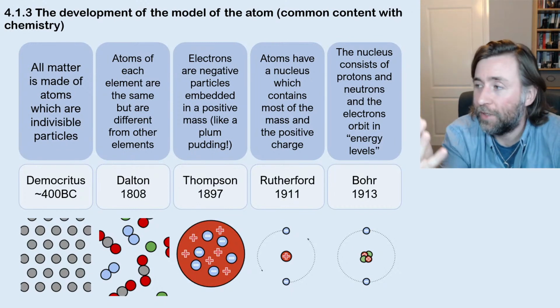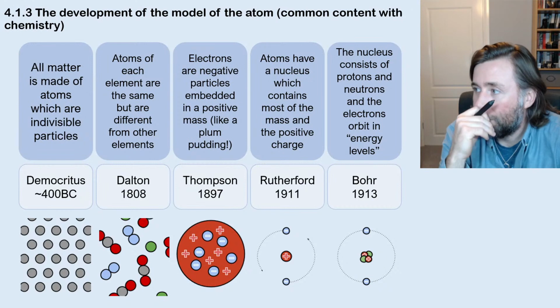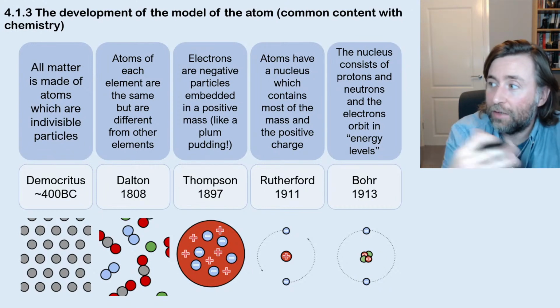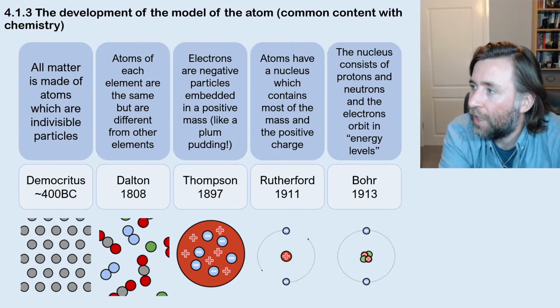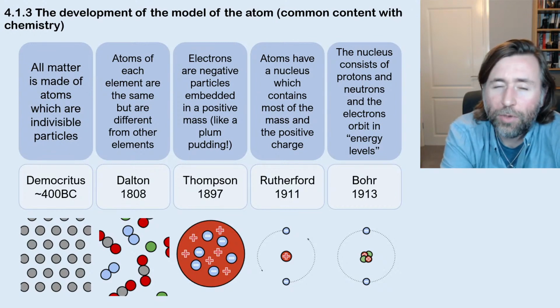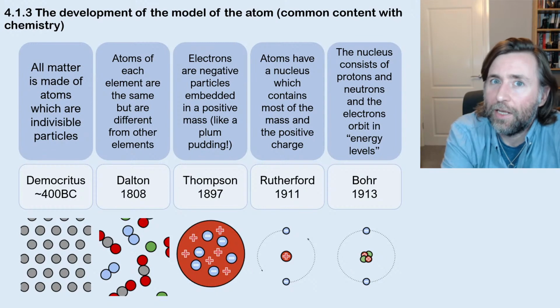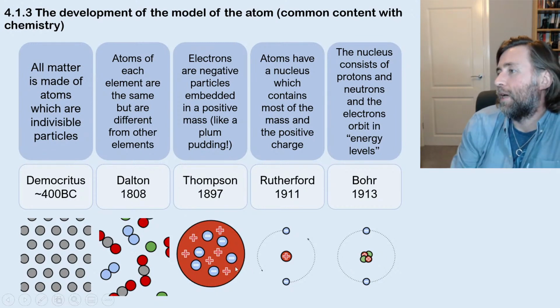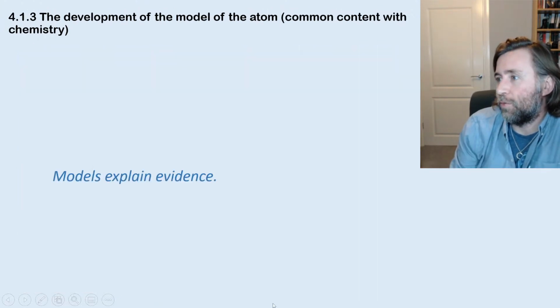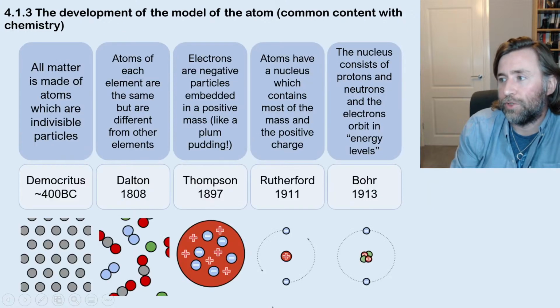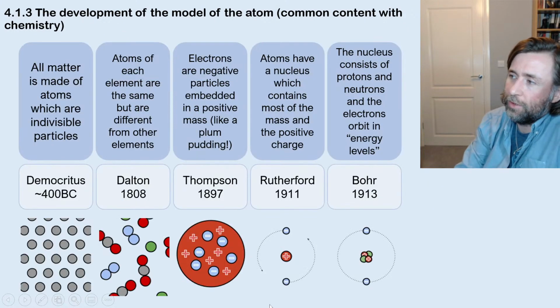They have some energy, and so we call that an energy level, rather than an orbital or a shell like they might in chemistry. And the nucleus itself isn't just positive stuff on its own, it has protons which are positive and neutrons which are neutral. And that's the whole story. But why did those models change? And that's the crux of this topic, really.